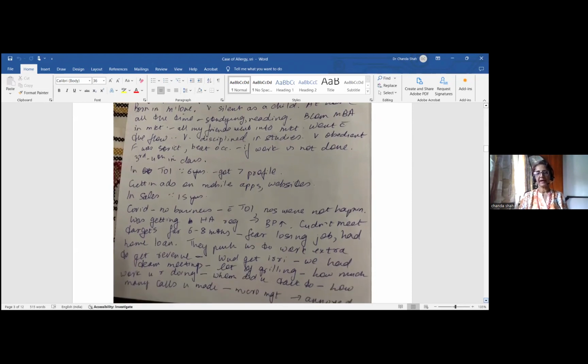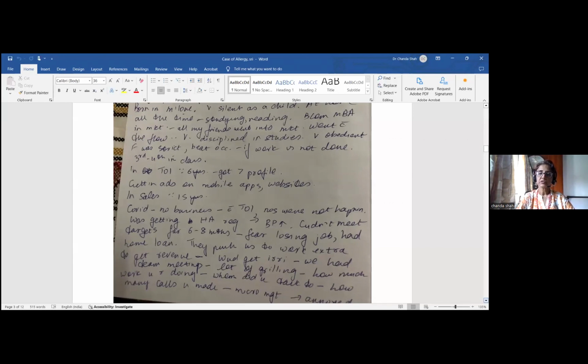And then in the past history, he had told us that he got hypertension during COVID times. So then I asked him, okay, what happened? So he said, during COVID times, there was no business. With Times of India, numbers were not happening. And that time, he was getting headache regularly. And his blood pressure was high. He said, I could not meet my targets for 6 to 8 months. So there was fear of losing job and he had a monthly home loan to pay. So there was a lot of tension. Okay.